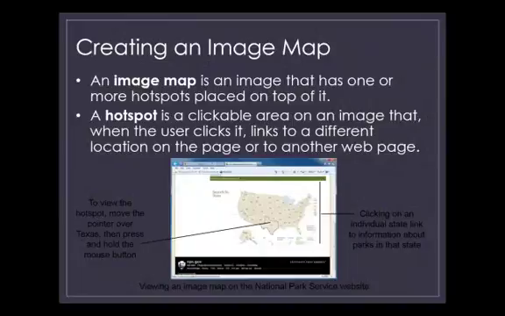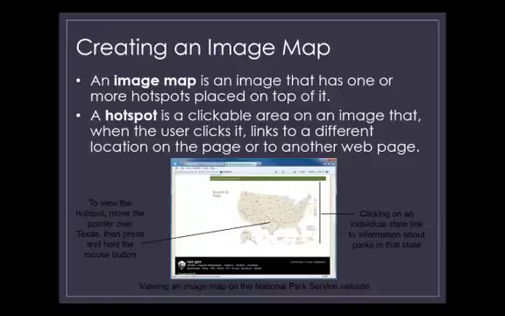Another way to create links for your web page is to combine them with images by creating an image map. This is an image that has one or more hotspots placed on top of it. A hotspot is a clickable area on the image that, when the user clicks it, will link to a different location on the page or to another web page.